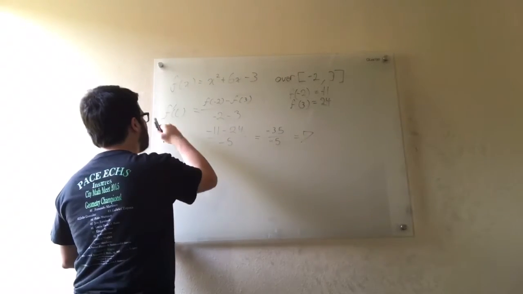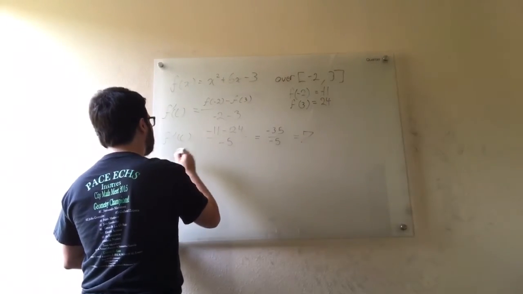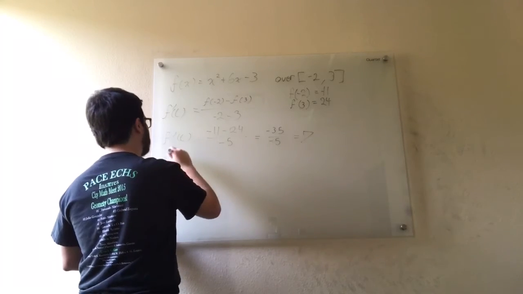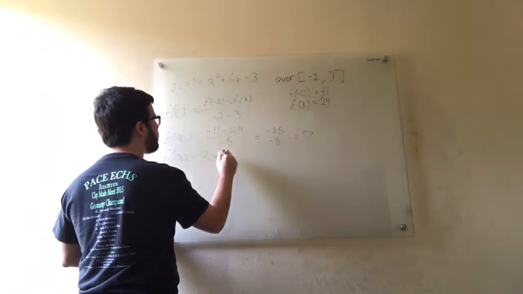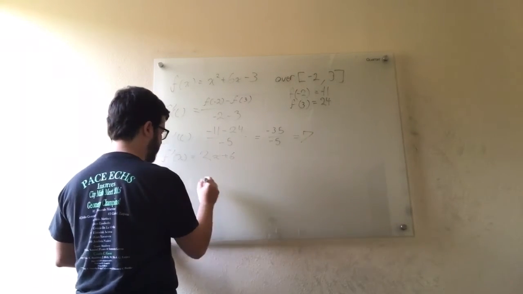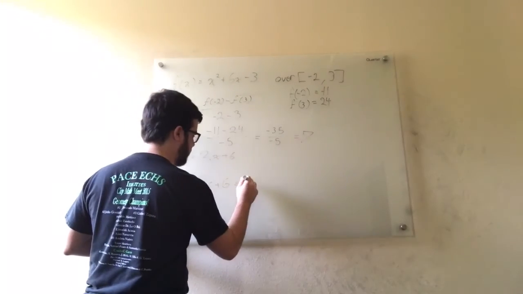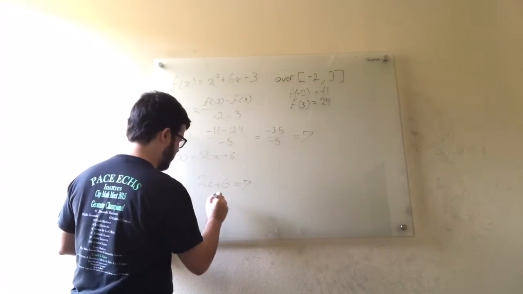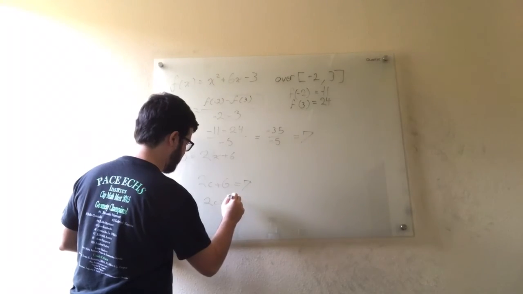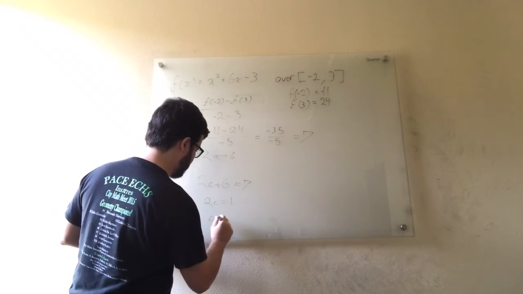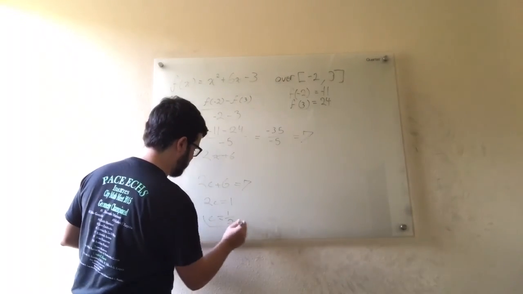Then we substitute f prime of c for the derivative of the original function, which is 2x plus 6. We change it for a c, and now it's 2c plus 6 equals that number, 7, and now it's just algebra or basic arithmetic. c equals positive 1/2.